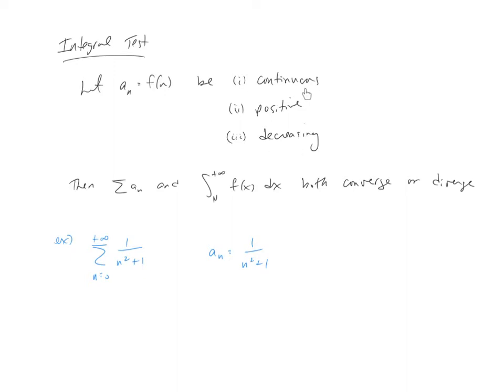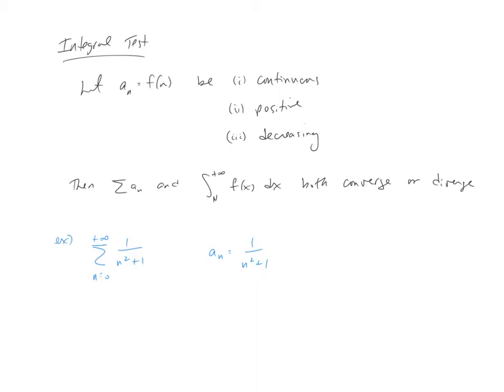Now, the continuous part, you can just take a look at it as a function. You could see you would be continuous. Positive, remember if we have n being positive integers, plugging it into here, we shouldn't have any issue. We have an n squared, in fact, really no issues there. And then decreasing. You can see that if our n gets bigger and bigger, our denominator is going to get bigger and bigger, therefore it's going to be decreasing.